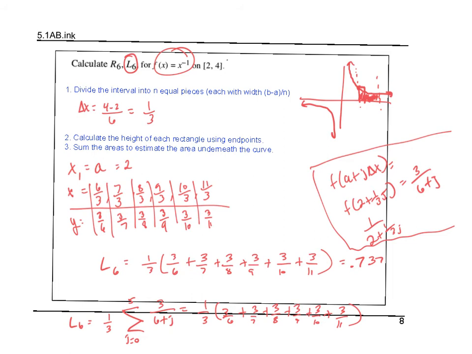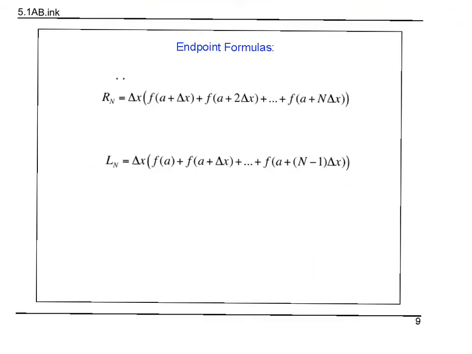Again, we'll talk about it more in depth in class. So here are the two formulas that we were just using, where you have your delta x plus those y values, or function values, for all of the heights, the sum of them. Notice my right, like I was saying, the first x value is a plus delta x, but my left, the first x value is just the a.